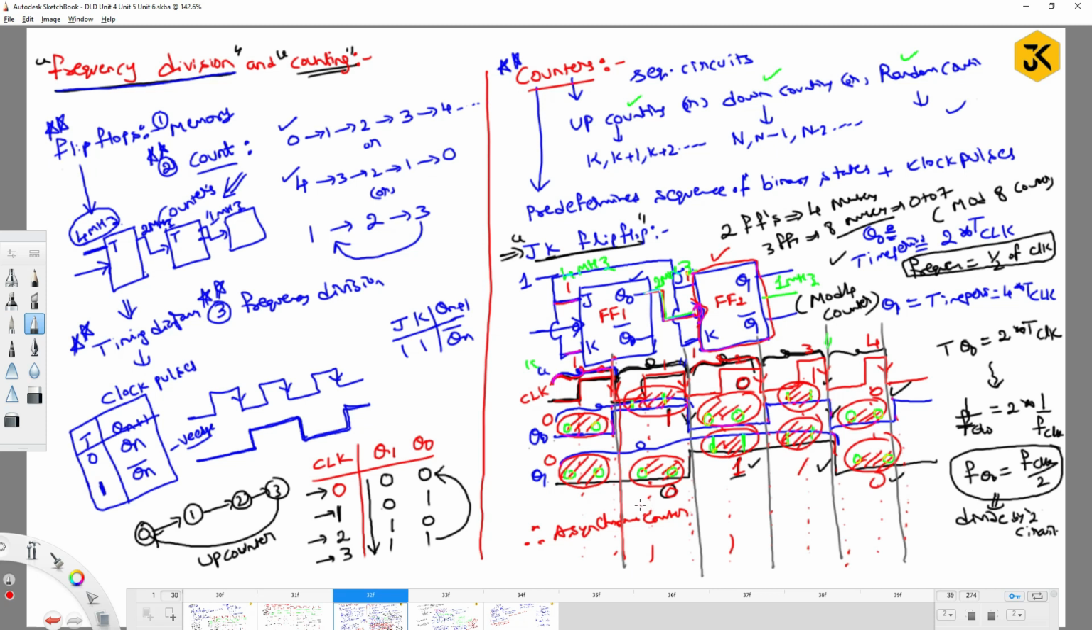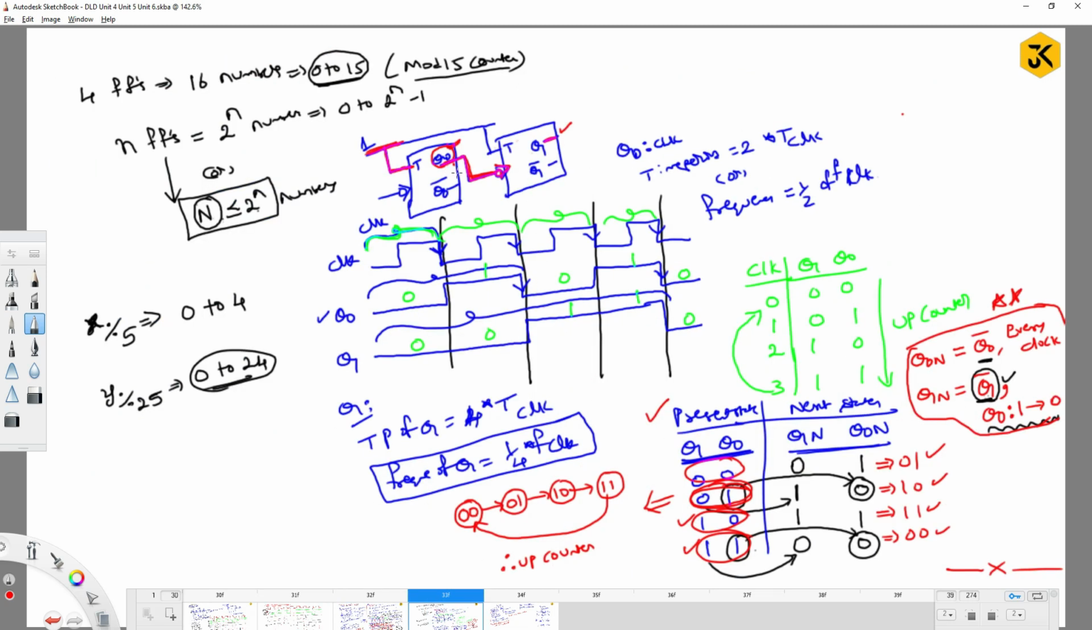Asynchronous what kind of counter? Asynchronous mod 4 counter. What about this one? Is it an asynchronous mod 4 counter or not? This also comes under asynchronous mod 4 counter. Why is it an asynchronous mod 4 counter?